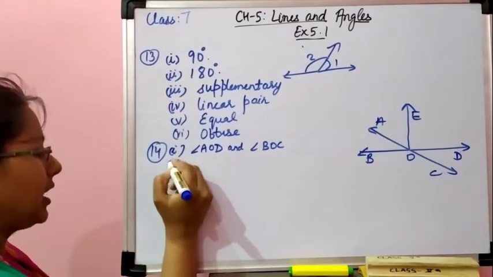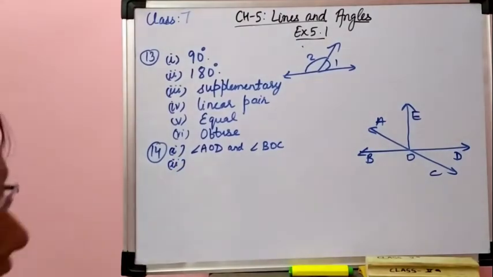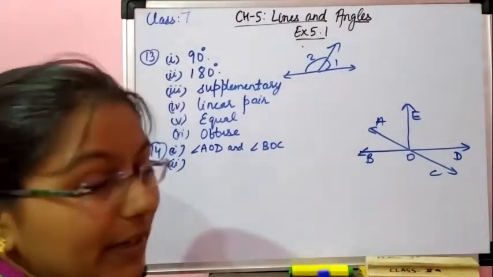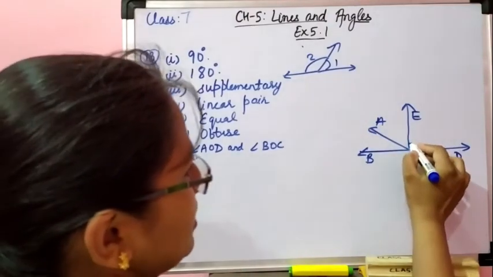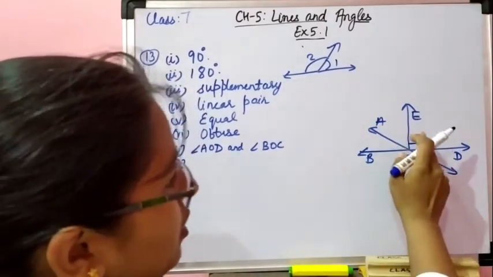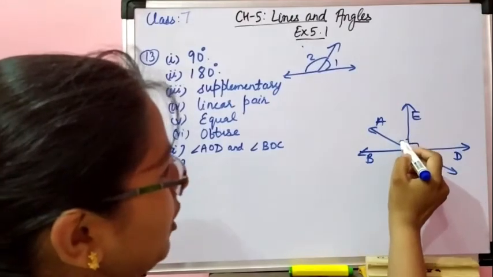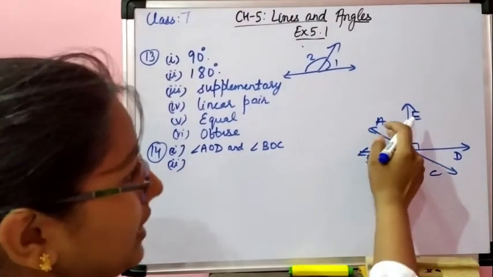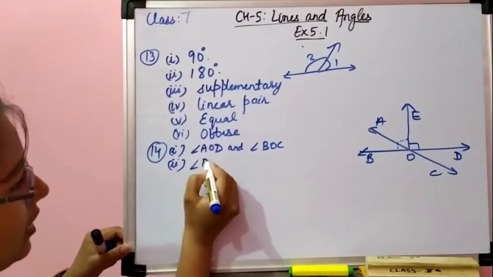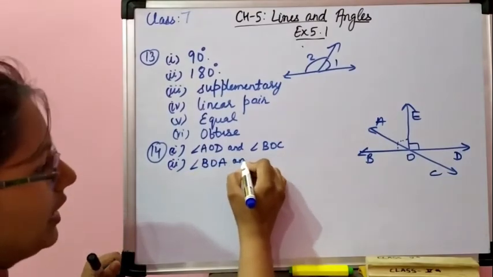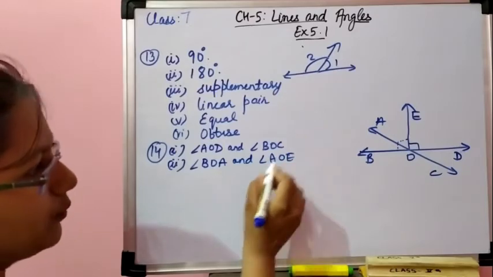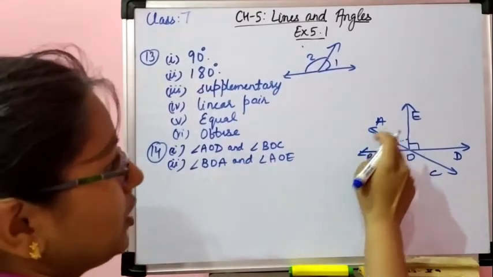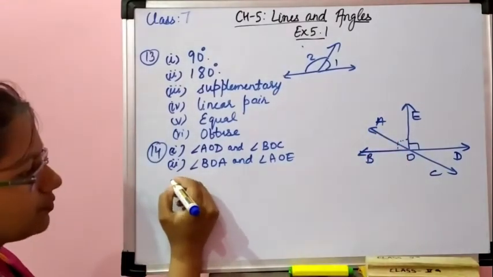Now similarly in the second part they are asking for adjacent complementary angles. Adjacent भी हो और साथ ही साथ complementary भी हो. Complementary means 90 degrees. So we can see that here the angle is quite 90 degrees. But here is only one angle. So similarly this part will also be 90 degrees. And these two angles are adjacent and they are complementary also. So angle BOA and angle AOE. BOA and AOE, they are adjacent and they are complementary also.